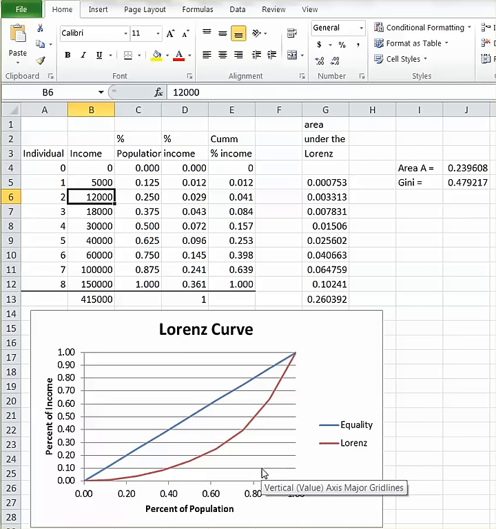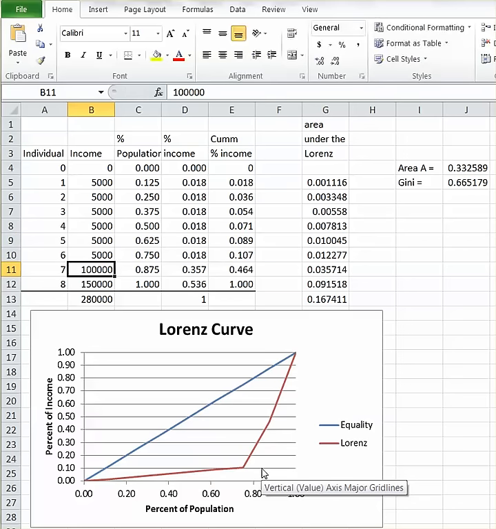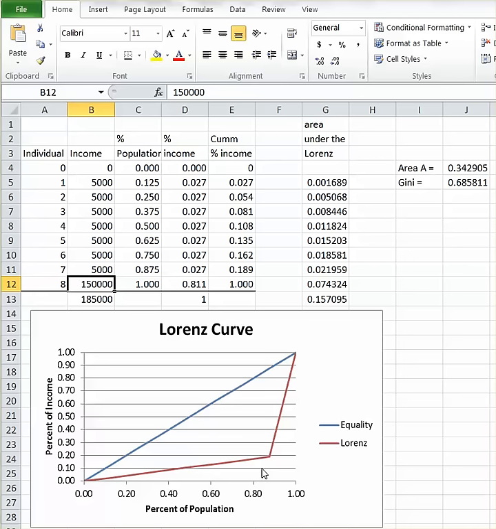Okay, so we did the case of where there was tremendous inequality. Let's go the other way. Let's imagine everybody is kind of equal. So in this case, that guy's got 5,000. This guy has 5,000. 5,000. 5,000. 5,000. 5,000. 5,000. Now for this 8th guy, just so that we can get some definition, let's imagine he's a little bit richer. Maybe he's got 6,000.